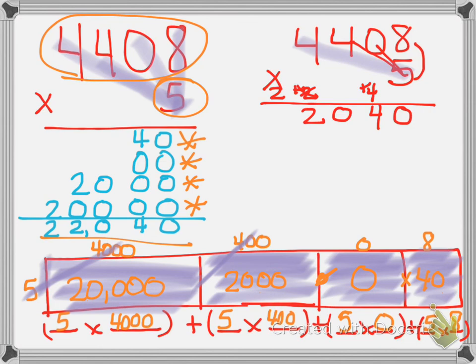All right, and now 10 thousands. I don't have any 10,000s to multiply, but I do have 2 that need to be added on. Nothing plus 2 is 2. So 22,040. Check, check. Nice job.